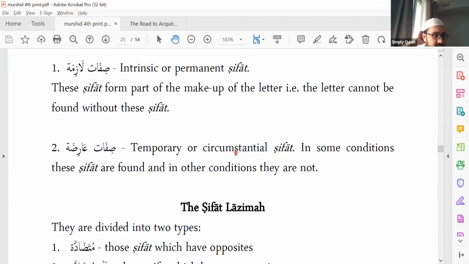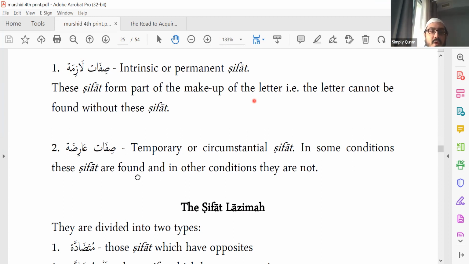I don't know if I covered this earlier, but basically intrinsic or permanent sifat are those sifat which cannot be taken away from the letter. You cannot pull them from that letter. They make up the letter. If you take this quality out of the letter, then the letter will not exist. For example, the ta is heavy. It has isti'la, which we'll learn, right? The quality of isti'la, which means that the ta, the dha, the dad, etc., is heavy. Okay, so if you take away this heaviness, so to say, this tafkhim, from it, then the letter will no longer be a ta. It will change into ta, for example.